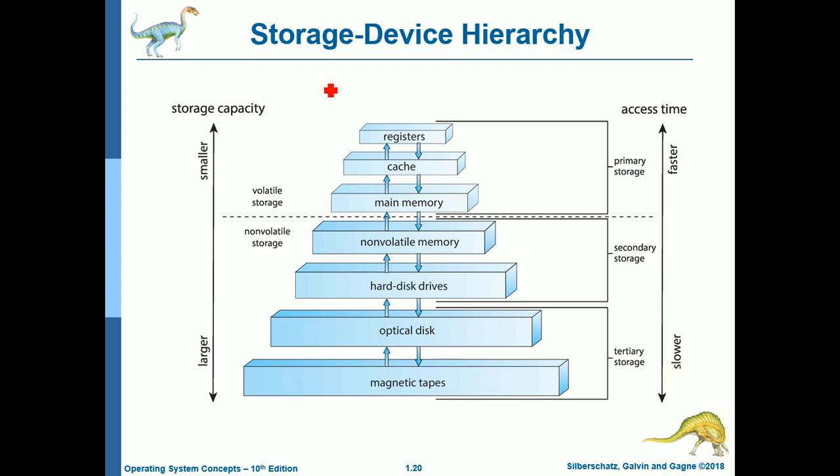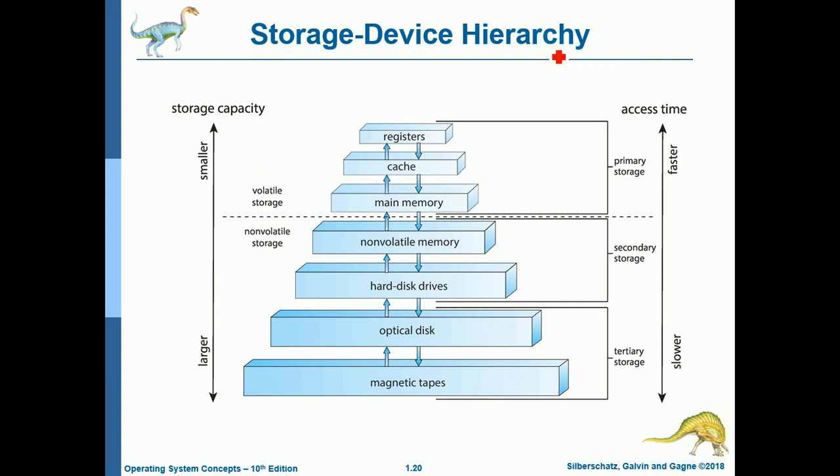Okay, so the smallest, of course, are the registers, followed by the cache. Actually, registers and cache are located inside the CPU or the microprocessor. And then we have main memory. These three, the registers, cache, and main memory, are called the primary storage, and they are volatile storage, meaning if the power is lost, then the data will also be lost.